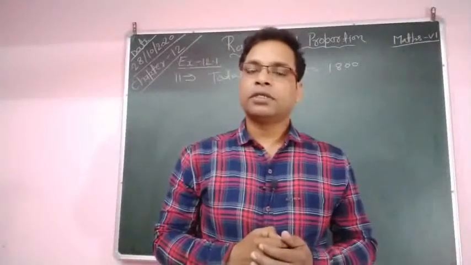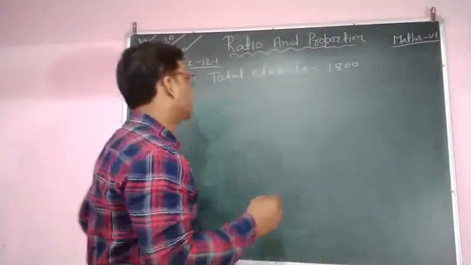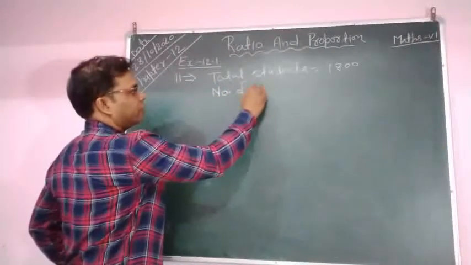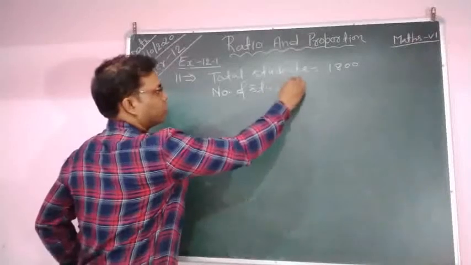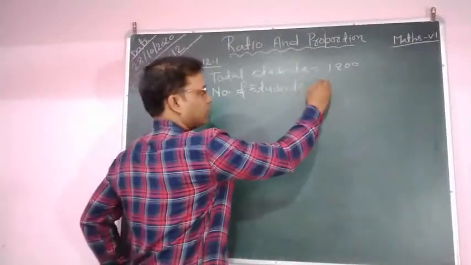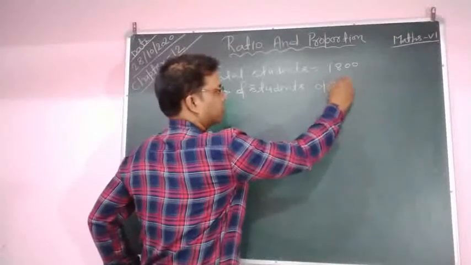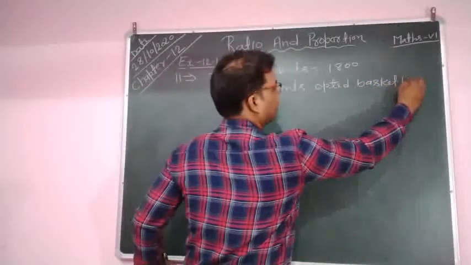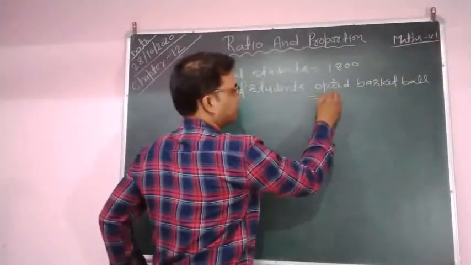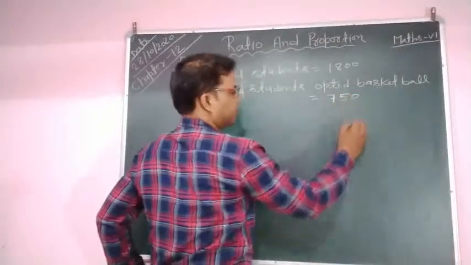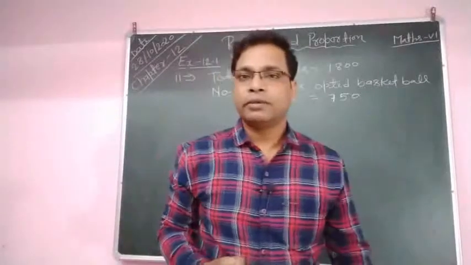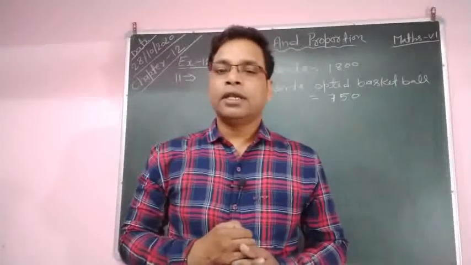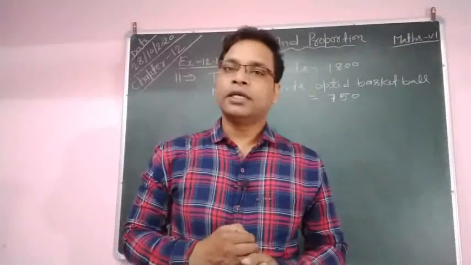How many? 750. So here we write number of students opted basketball. This is equal to what? This is equal to 750. This is given: 750 students opted basketball, and next the number of students who opted cricket. So 800. This is given.